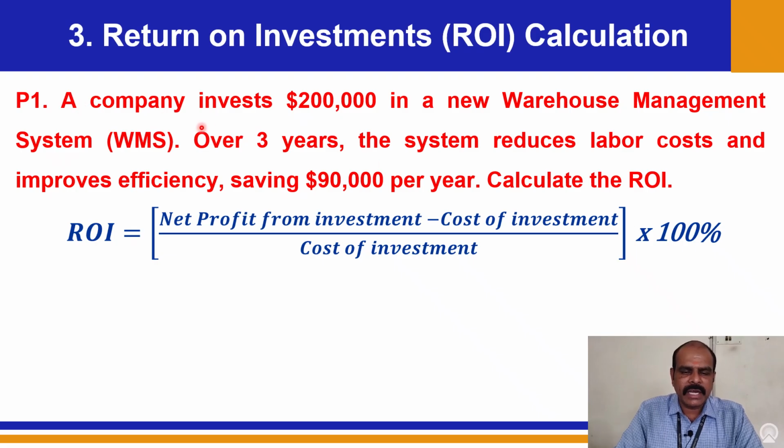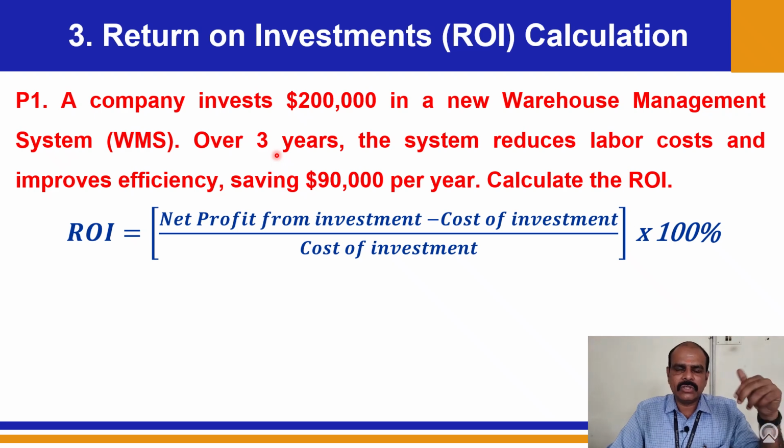A company invests $2 lakh. Clear? The currency is in dollars. $2 lakh in a new warehouse management software system over 3 years. So today we have implemented the system. After 3 years, the system reduces labor costs and improves efficiency, saving 90,000 per year. Calculate the ROI. We know the formula: ROI is equal to net profit from the investment, that is, the gain minus the cost of investment, divided by the cost of investment, into 100.